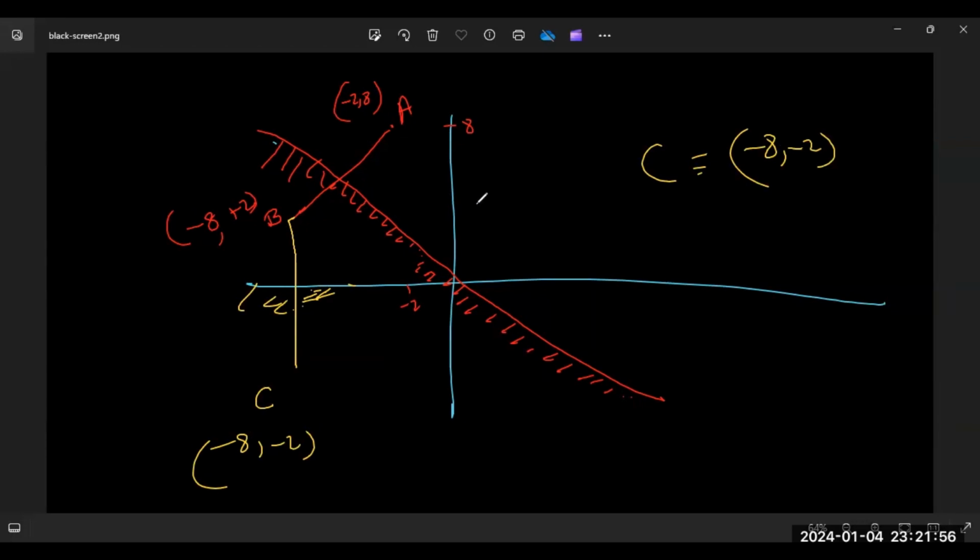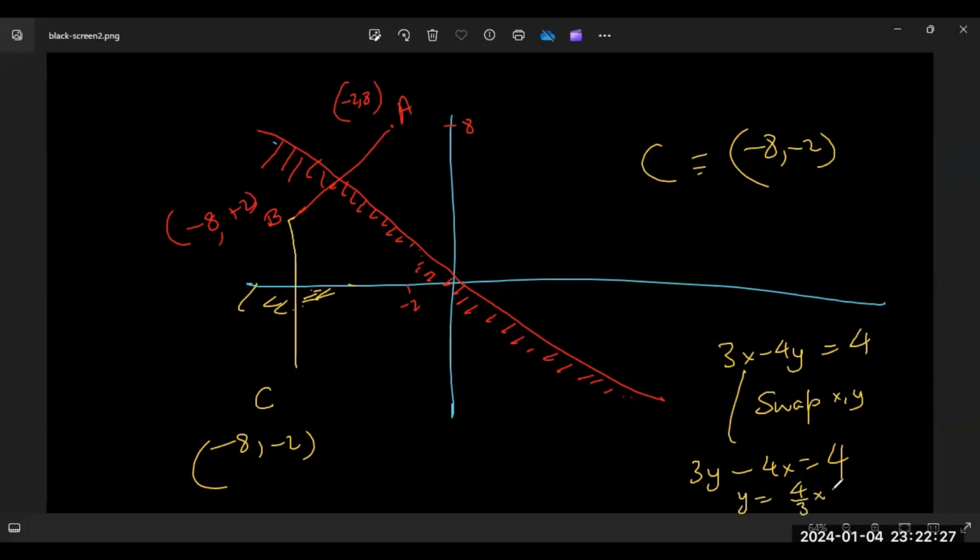Next, 13th question. What is the reflection of the line 3x minus 4y equals 4 along y equals x? Now, like I said, if you want to reflect anything along x equals y or y equals x, what must you do? Swap x and y. That's it. Put x in place of y, put y in place of x. So the equation will be y equals 4 by 3x plus 4 by 3.